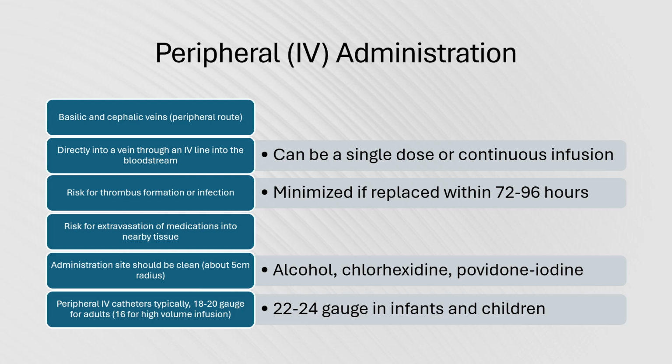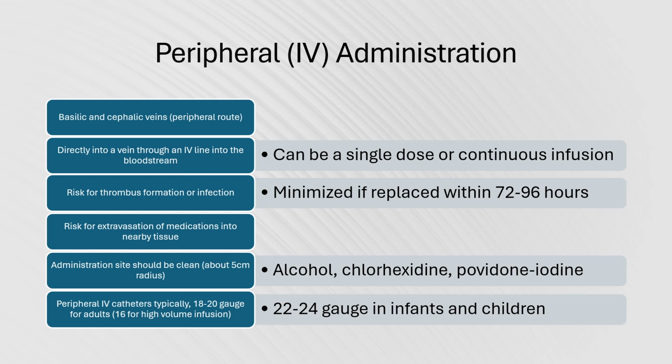One of the common risks associated with IV administration is the risk for thrombus formation or infection. This risk can be minimized if catheters are usually replaced within 72 to 96 hours. Another risk is extravasation. This is essentially where the medication leaks out of the vein and gets into the surrounding tissues. The IV administration site should be disinfected with either alcohol, chlorhexidine, or povidone iodine.